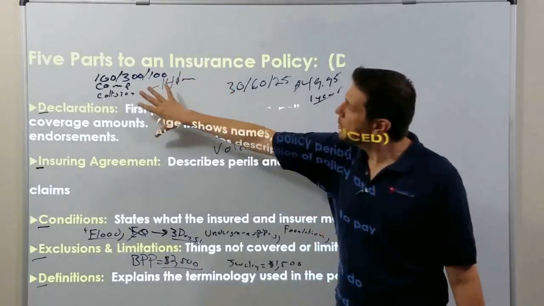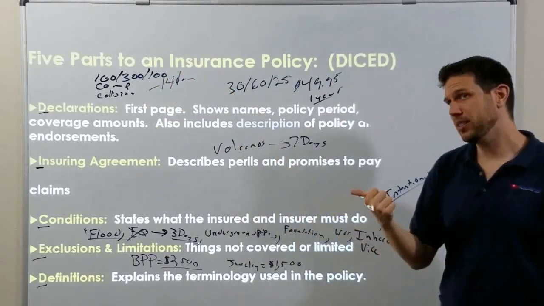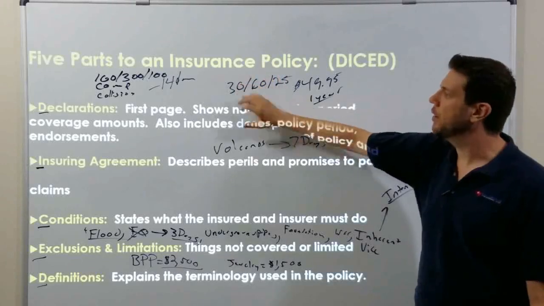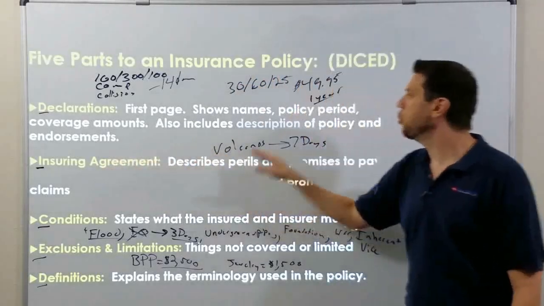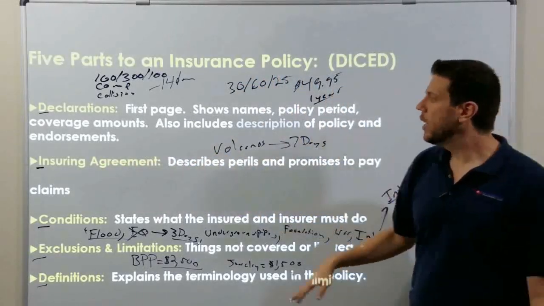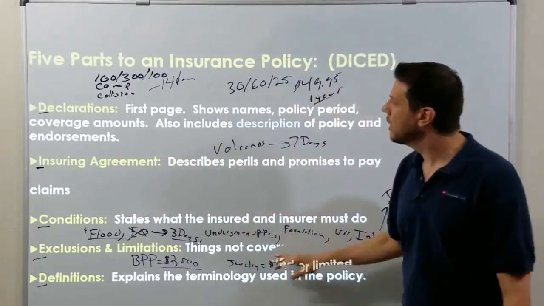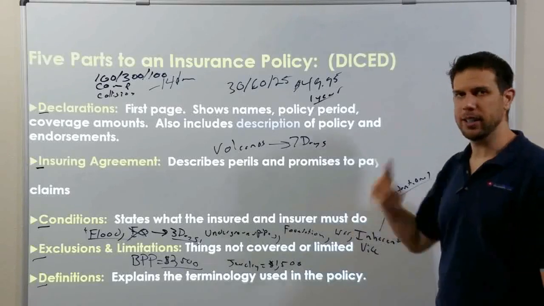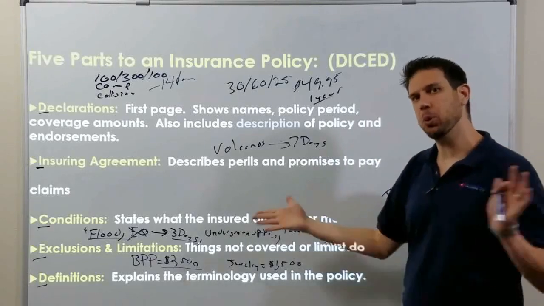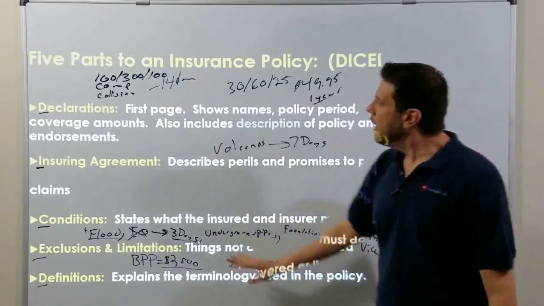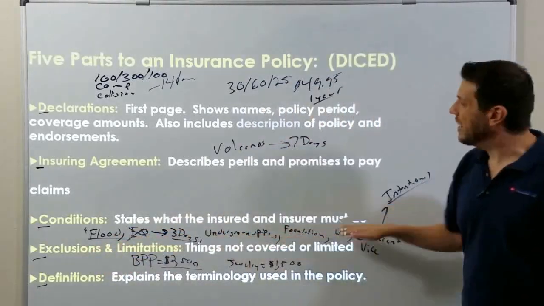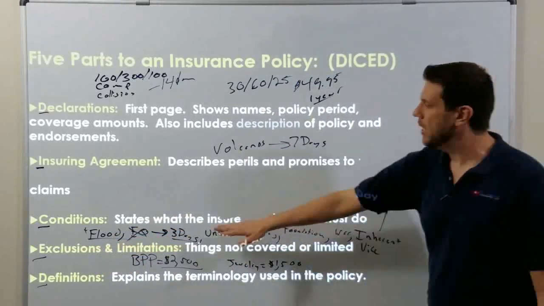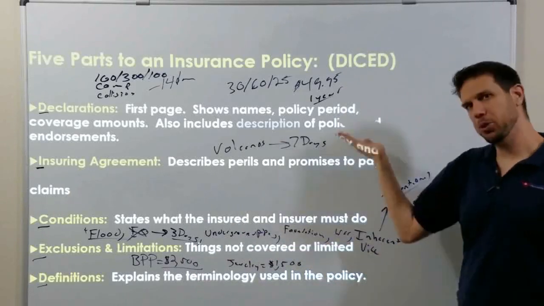So the declarations page, the first page, is a summary of what insurance you have. Insuring agreement tells you what is covered and has the promise to pay claims. Conditions state your duties after a loss, like you have to call the cops and you have to give them 48 hours to find your car. Exclusions are things that are not covered. Limitations are things that are covered up to a limit.